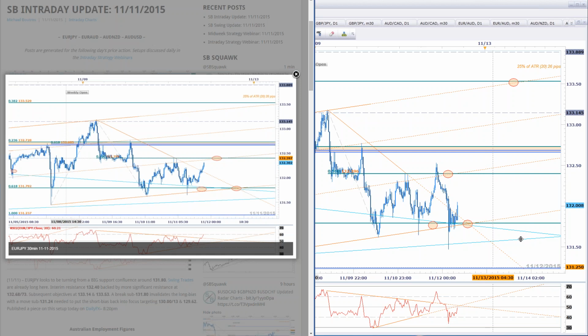Patience pays, Raj, in this kind of market, man. No worries. The market will provide more and more opportunities.